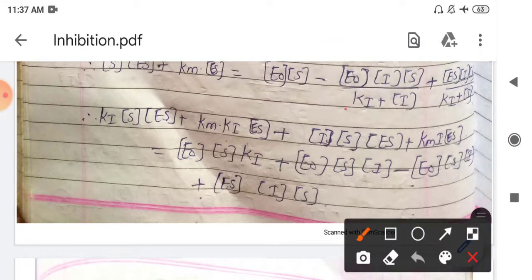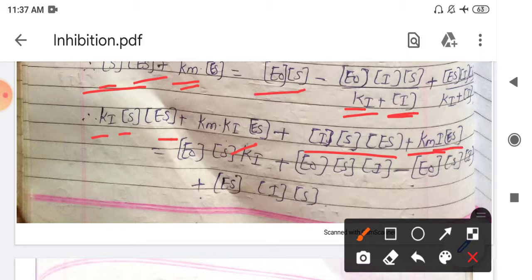So that is Ki into S into S, plus I into the same term, that is I into S into ES, plus Km into Ki into ES plus Km into I into ES, is equal to E0 into S into Ki plus E0 into S into I minus this term, which will remain as it is.